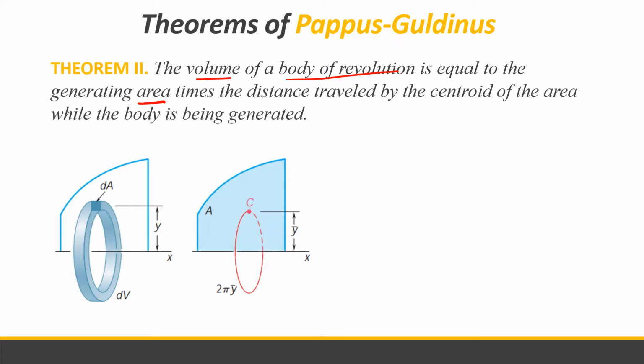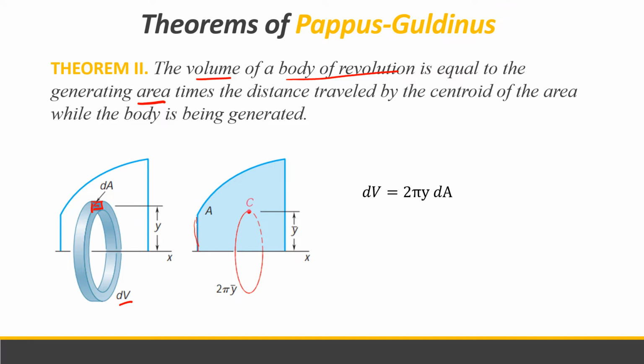So say this area here, what shape is this? It looks like a shark fin. So for example, in this area here, you take a very small area, like this. Rotate that area and it will create a body or volume. So, same still, the travel distance is 2 pi y bar. But take note that y bar is with reference to the center of the area. So, dV is equal to 2 pi y dA.